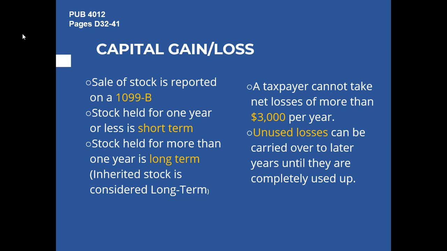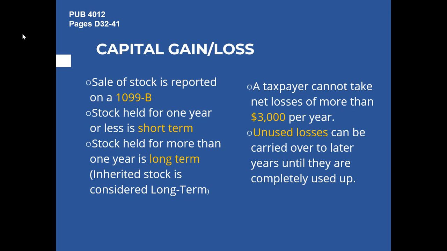So let's just go over a little bit of terminology and things. The sales of stocks are reported on what's called a 1099-B, and B stands for brokerage. If you have the stock and you own it for less than a year, shorter than a year, that's called a short term.